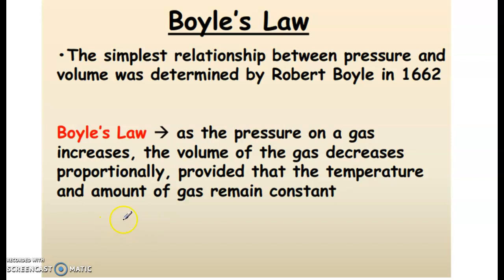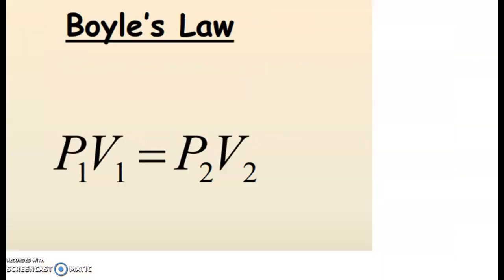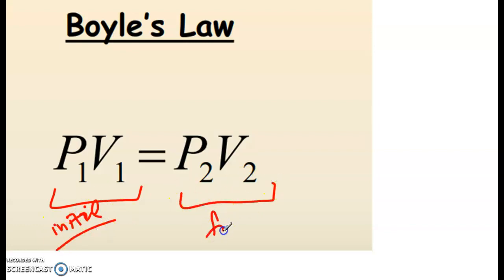Okay, so the relationship is exactly what we were talking about before. As the pressure on a gas increases, the volume of the gas will decrease, provided that the temperature and amount of gas remain constant. Of course, we know temperature can change the pressure and the volume of something as well, so we're assuming every other condition is the same. The only things changing are the volume and the pressure. So here is our formula: P1V1 is equal to P2V2. Remember, the ones are your initial or starting point, and the twos are your final.